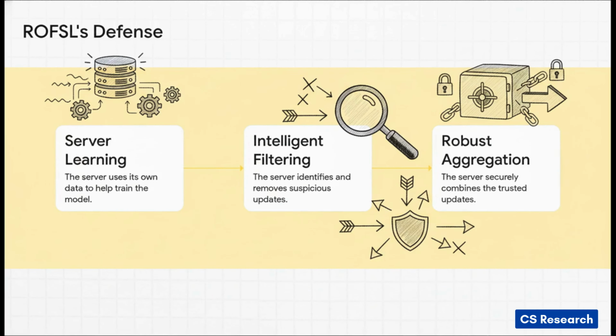So ROFSL uses this really powerful three-part strategy. First, there's server learning, where the server itself gets in on the training action. Next, it uses what's called intelligent filtering to find and toss out the malicious updates. And finally, it takes the trusted results that are left and applies that robust aggregation we talked about. It's this 1-2-3 punch that makes it so incredibly effective.